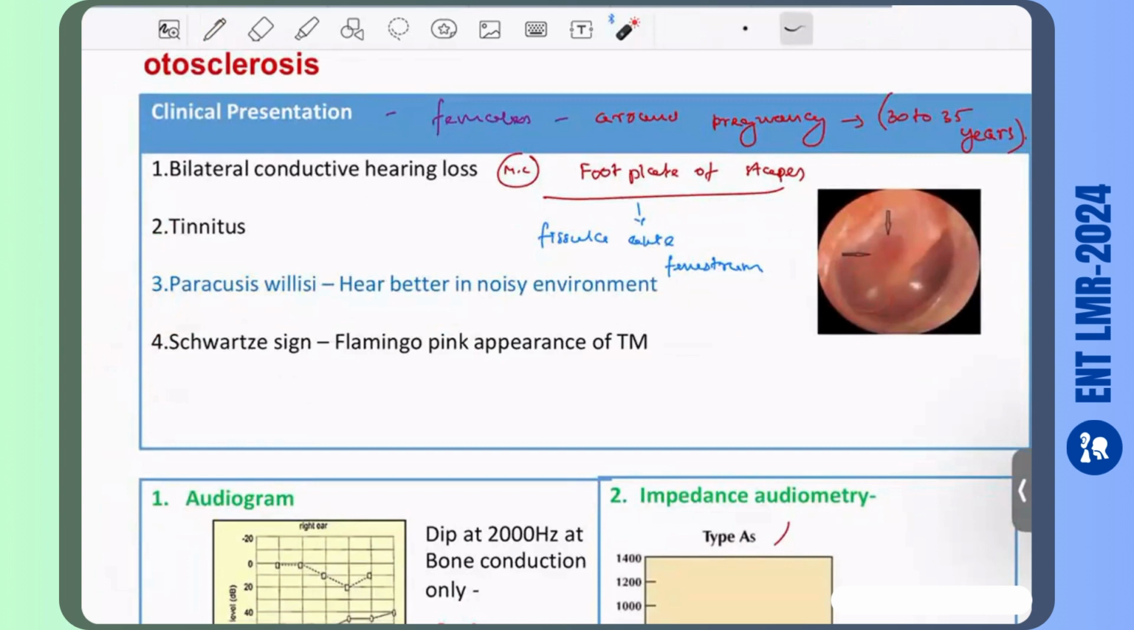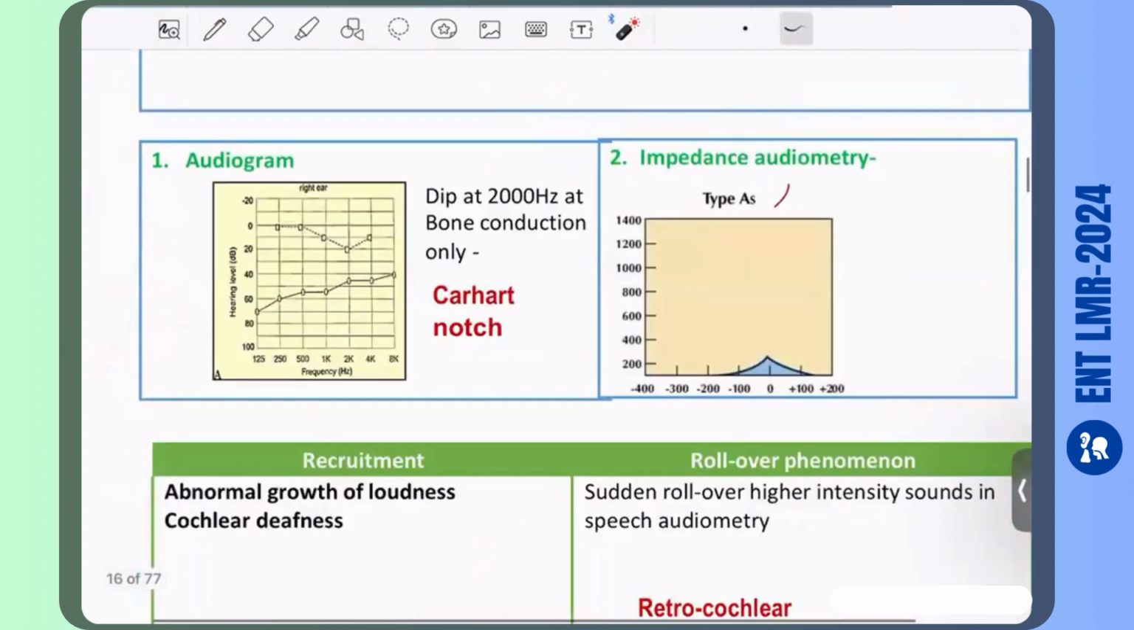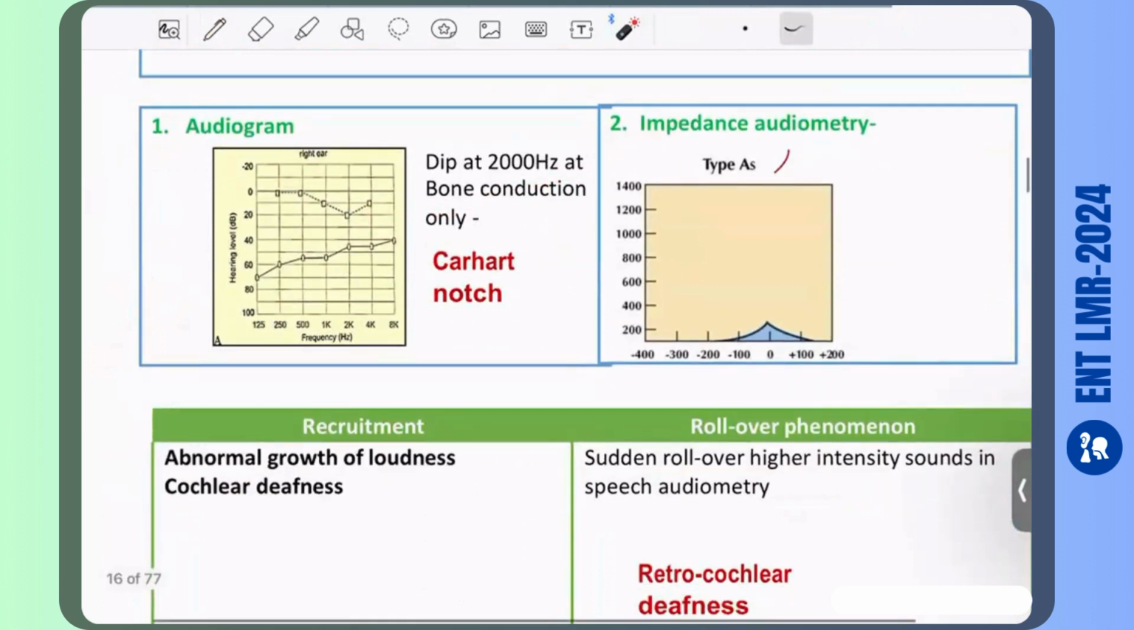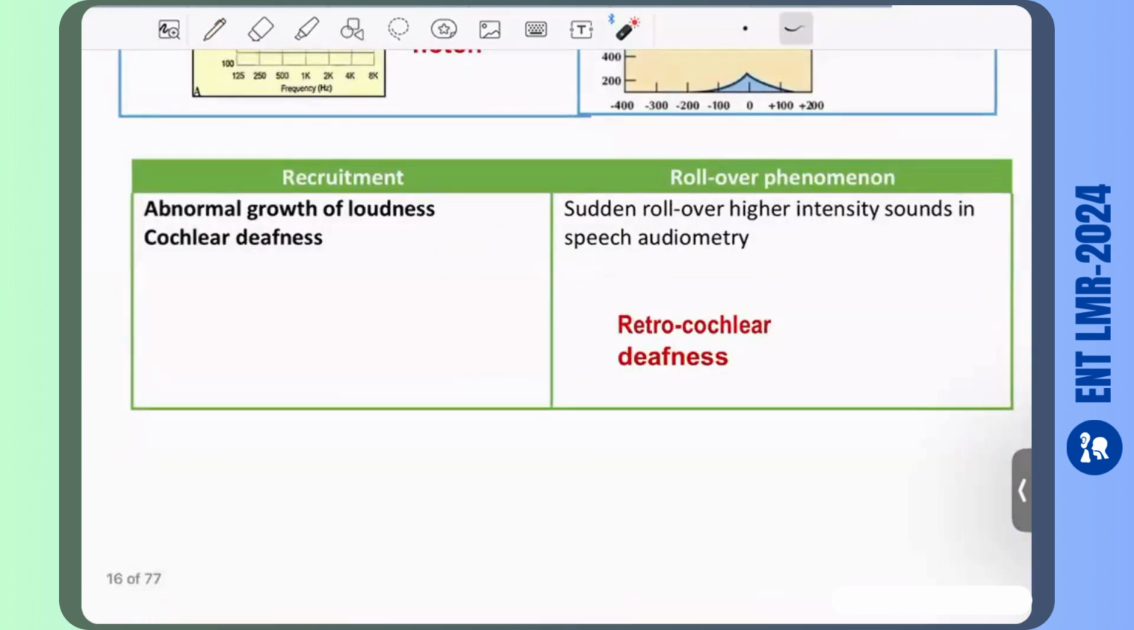So Schwartze sign. So audiogram I have shown you already. Carhart notch at 2000 Hz bone dip. Impedance audiometry, As type of curve. That's also very important. So we have completed few of the diseases.